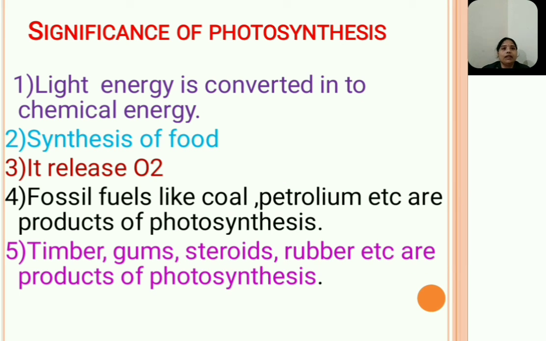If the question asks for the significance of photosynthesis for 2 marks, any 4 significances are given, each carrying half a mark. So in the scheme of marking, each significance gets half a mark, and any 4 significances are enough for the answer. So here we completed the chapter photosynthesis.